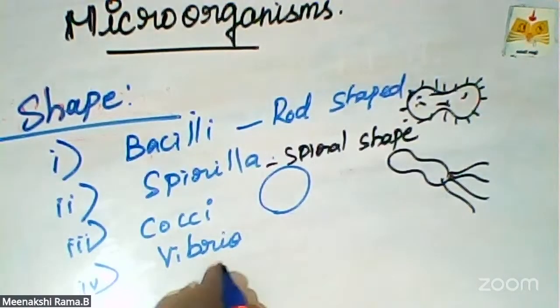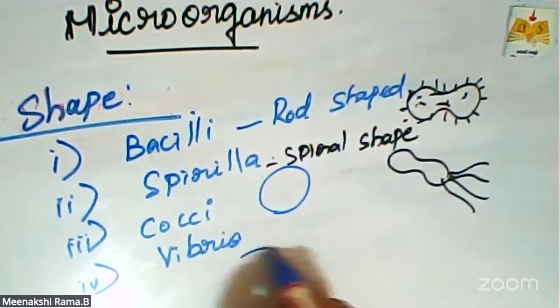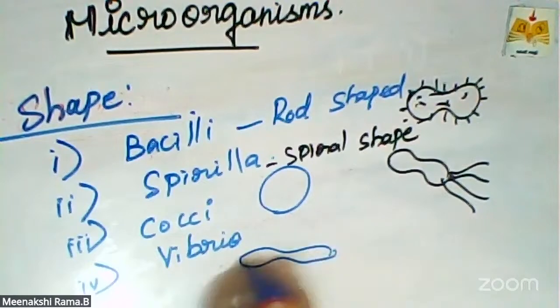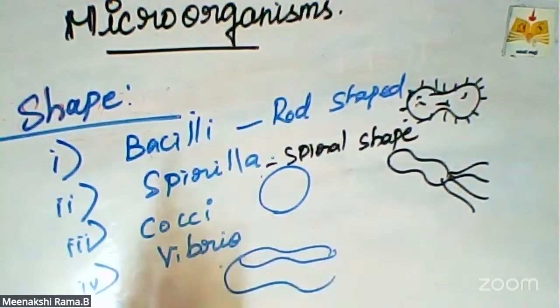Okay. And next one is vibrio, comma shaped bacteria. Comma shaped bacteria is vibrios. Okay, so the comma shaped bacteria is the vibrio bacteria. Example is Vibrio cholerae. And then next category, bacteria are classified according to the number and arrangement of the flagella.